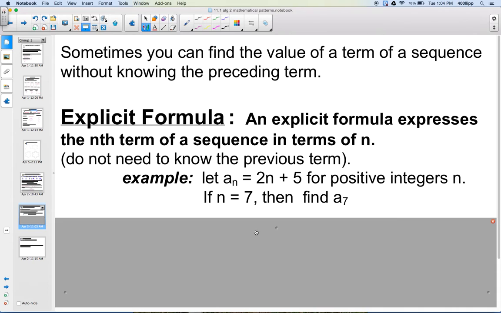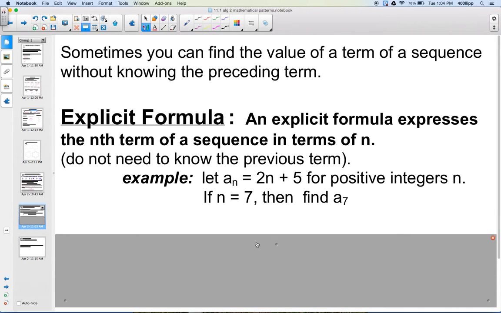All right, so here's an example of an explicit formula. a sub n is equal to 2n plus 5. They're telling you this formula, and we want to find the 7th term. The 7th term is denoted as a sub 7. To find a sub 7, you're going to plug in 7 for n and evaluate. So 2 times 7 plus 5. 2 times 7 is 14, plus 5 is 19. And that is your 7th term.